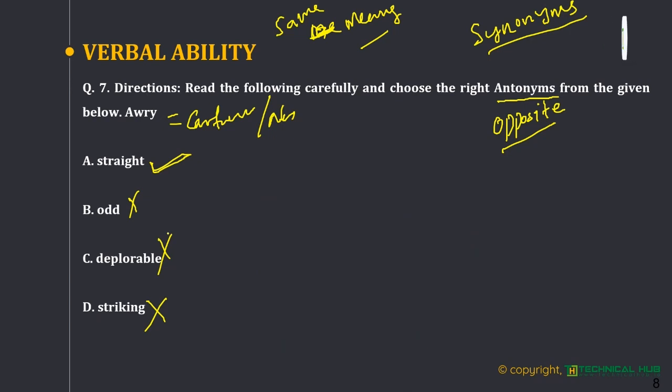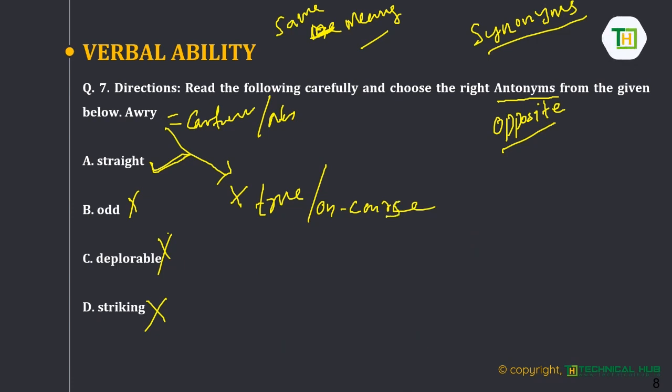Okay, fine. So you can find some other antonyms of Auri also. Like antonym of Auri, I'm putting a cross mark and writing it. Antonym of Auri. You can say true. You can say on course. Okay. So these are the antonyms for Auri. Okay. Right. So moving to the next question.